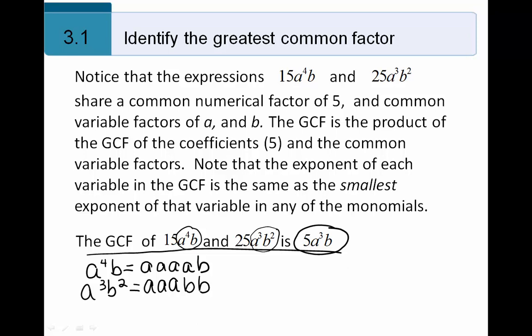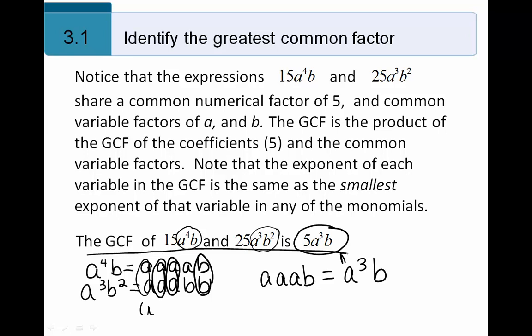So now you can see, just like we did with the previous prime factorizations, what factors do they have in common? Well, they have this a in common, this a in common, this a in common, and this b in common. So they have 3 a's in common and 1 b in common. If you multiply that together, a times a times a times b, that's equal to a cubed b. So that's where a cubed b comes from.